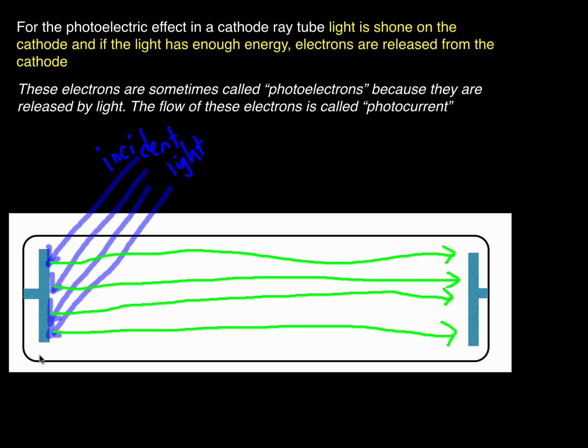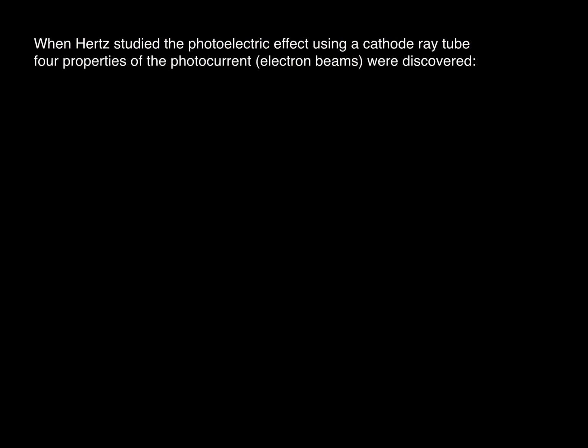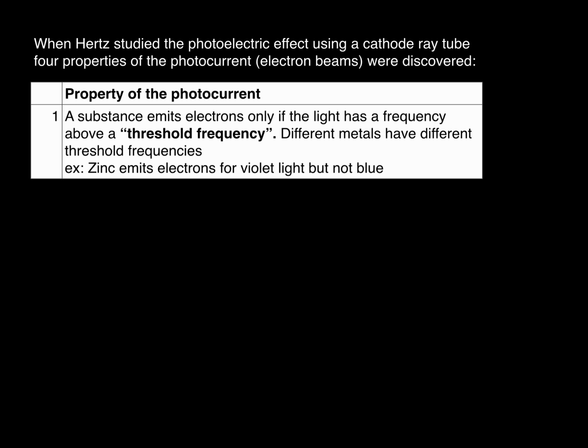We call the cathode the electrode that the electrons are released from. The anode is the electrode that the electrons travel towards. When Hertz studied the photoelectric effect using a cathode ray tube, four properties of the photocurrent, or the electron beams, were discovered. First, a substance emits electrons only if the light has a frequency above a threshold frequency.